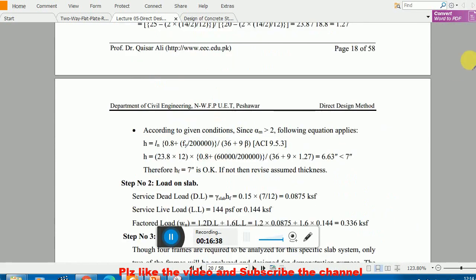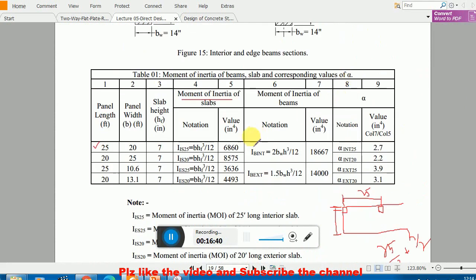Here we have B H cubed. So your B is basically 20 for interior. For interior your B is 20, H is 7 and 12. So you do the calculation, you got this one. Similarly for this, 25 will be your B and H, and similarly for this, 10.6 is your B and H. That is all for the exterior frame. These two are for the exterior frame. So in that case, L2 divided by 2 is becoming your B.